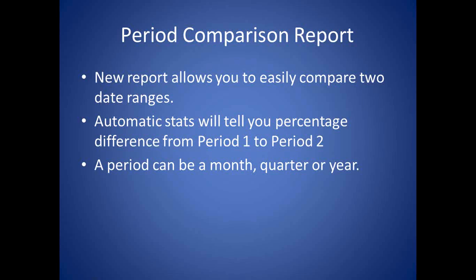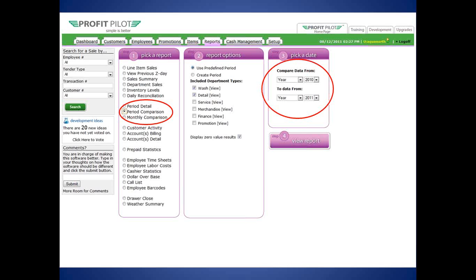There is now a new period comparison report available in the ProfitPilot. This report will easily allow you to compare two specific date ranges. Your date range can be a month, a quarter, or a year. To generate the period comparison report, log into the back office software and click on the Reports tab. Choose the period comparison report and specify which department types you want to have included in the report. Specify in the Pick a Date the two date ranges that you would like to view and click View Report.